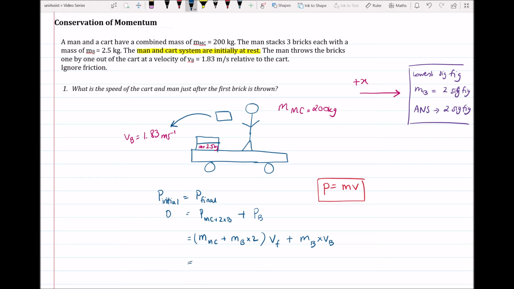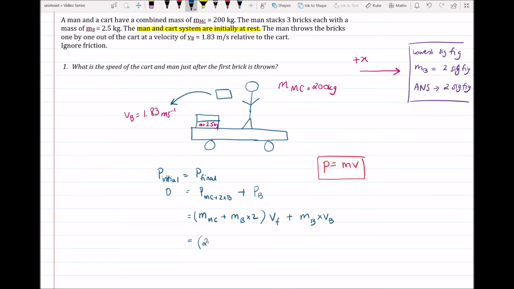So in total, we've got mass MC, which is 200, plus 2.5 times 2, multiplied by VF, which is what we're trying to figure out, plus MB, which is 2.5, times by VB. However, as you noticed here, my VB is 1.8 meters per second, and it's in the negative x direction because I've defined my positive x direction to be moving to the right.